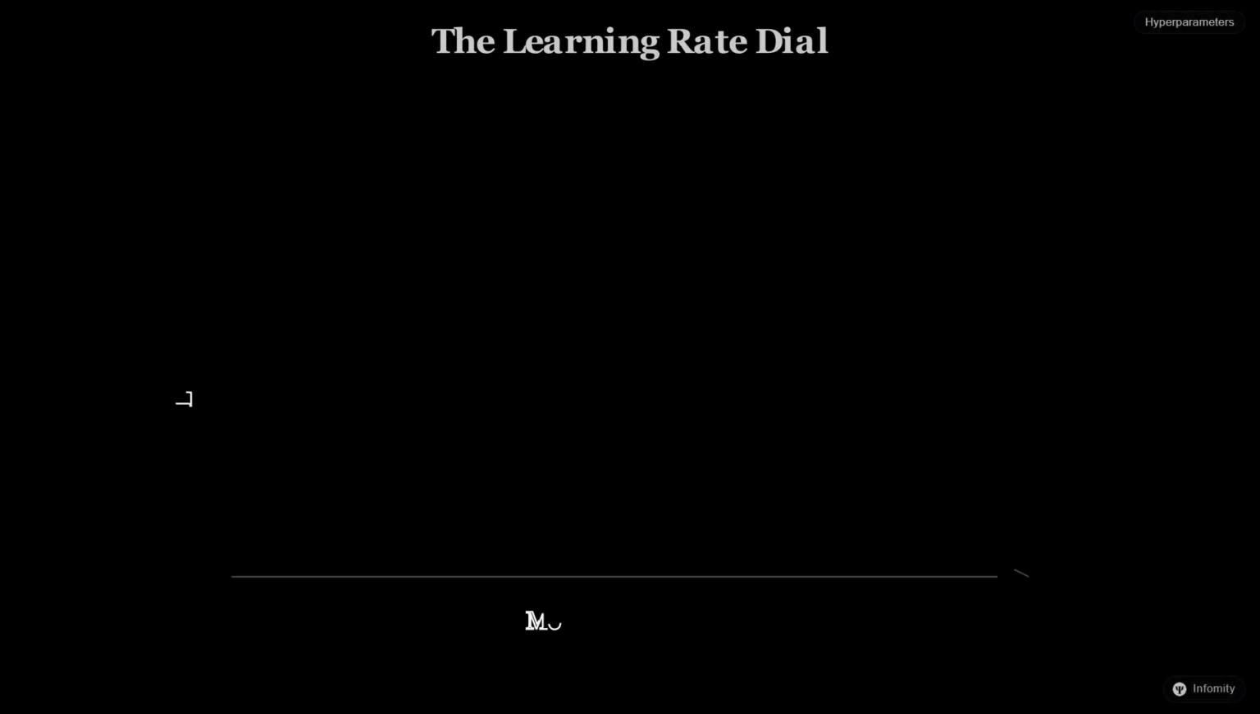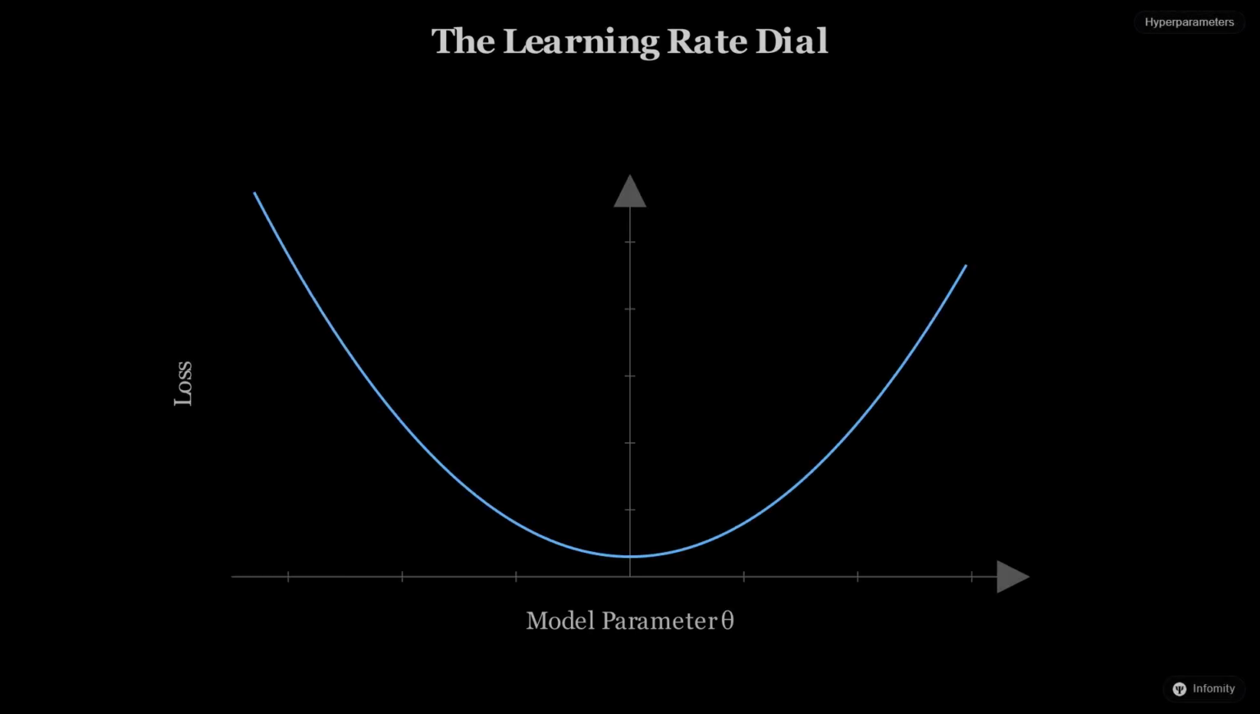The most famous hyperparameter is the learning rate. This dictates how large a step our model takes as it tries to minimize its errors. Think of this as the speed of your electric mixer.